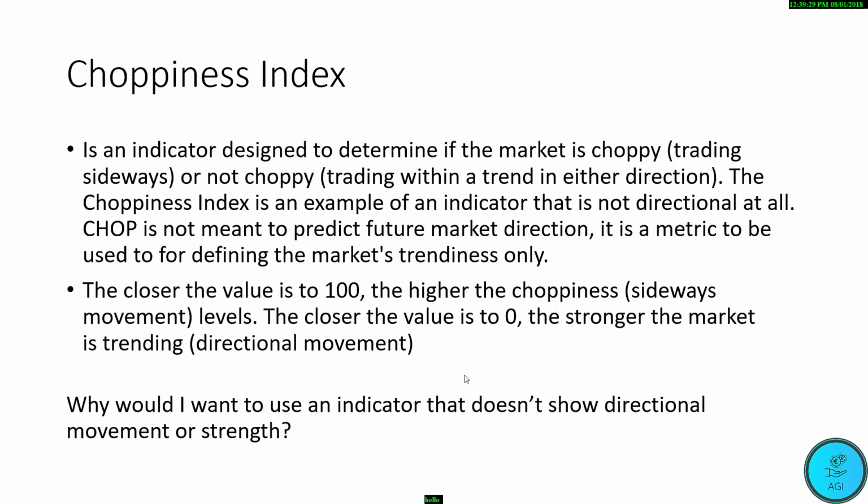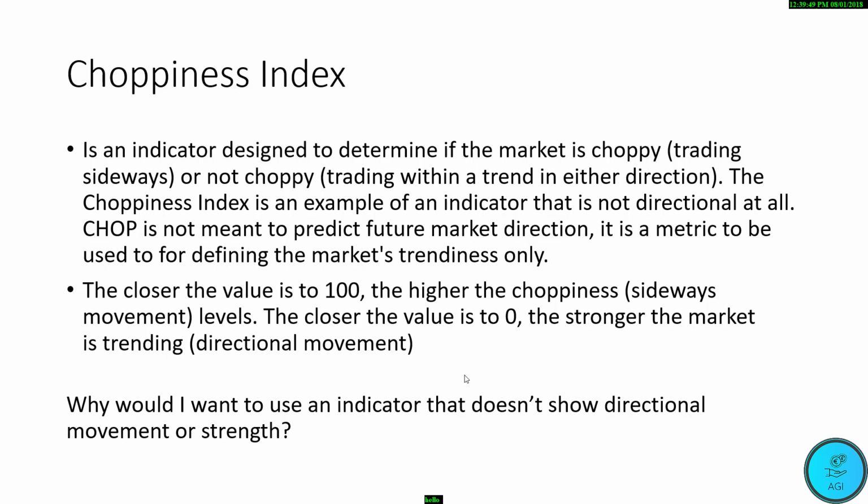The closer the value is to 100, though most graphs show it only as 60, the more choppy it is, which means there's higher sideways movement. It means it's not ideal for you to get into. If it's closer to 0, it's very strong. It's on that strong trend.